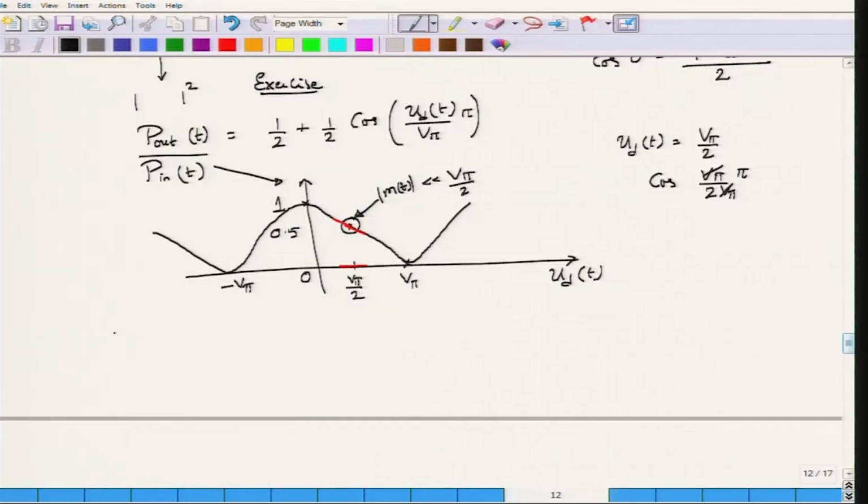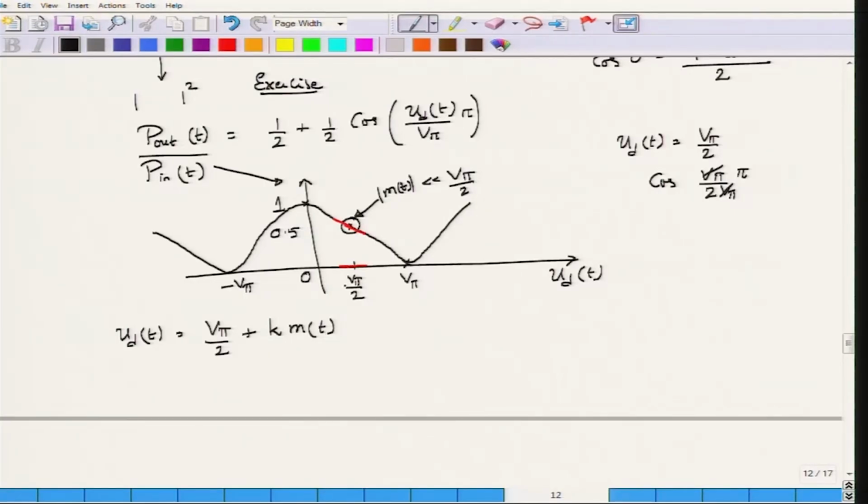So, let us assume that the difference signal u d of t which I am applying to the Mach Zehnder modulator is given by a DC value which is V pi by 2 plus some constant k, okay, do not worry what that constant is, times m of t. M of t is this small signal that I am applying.